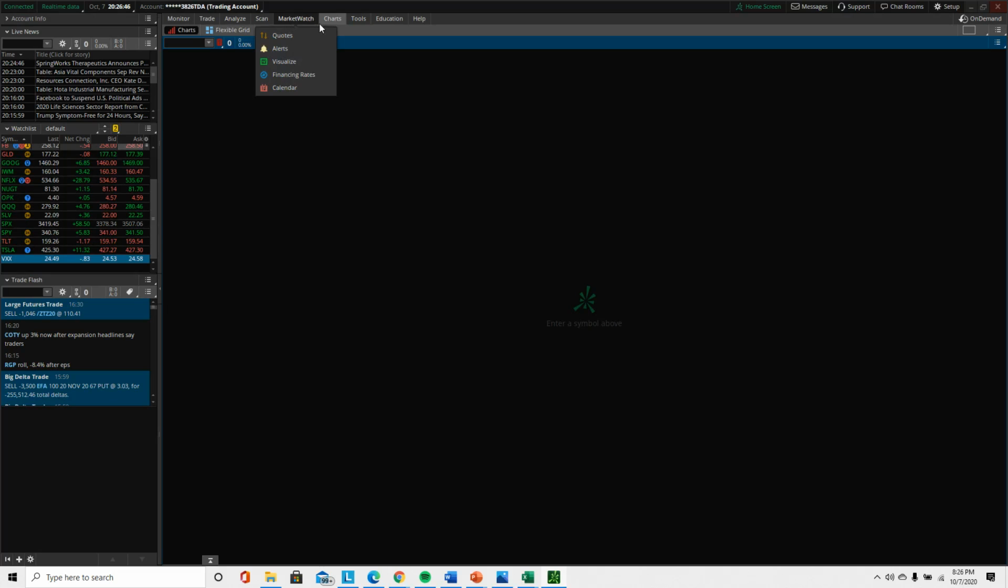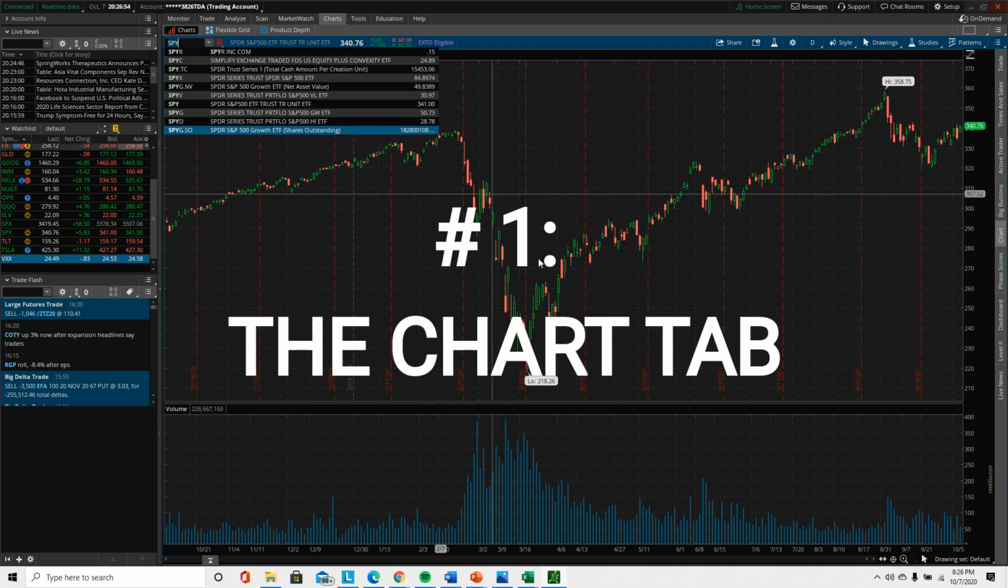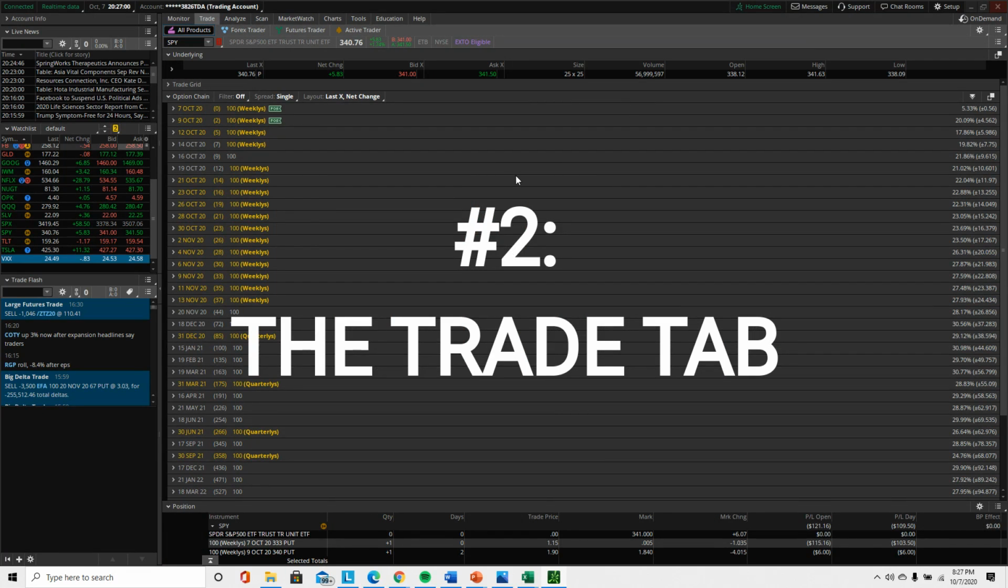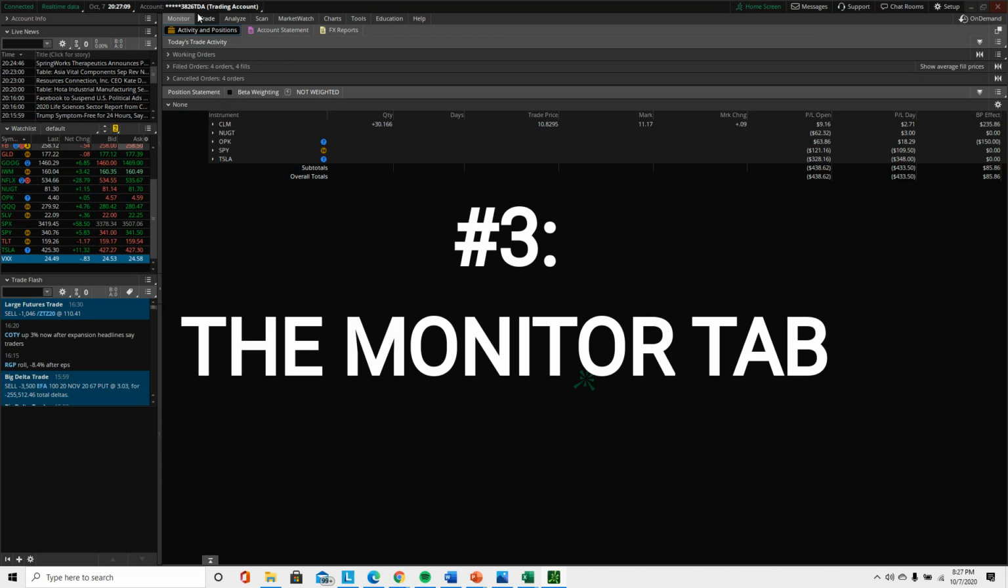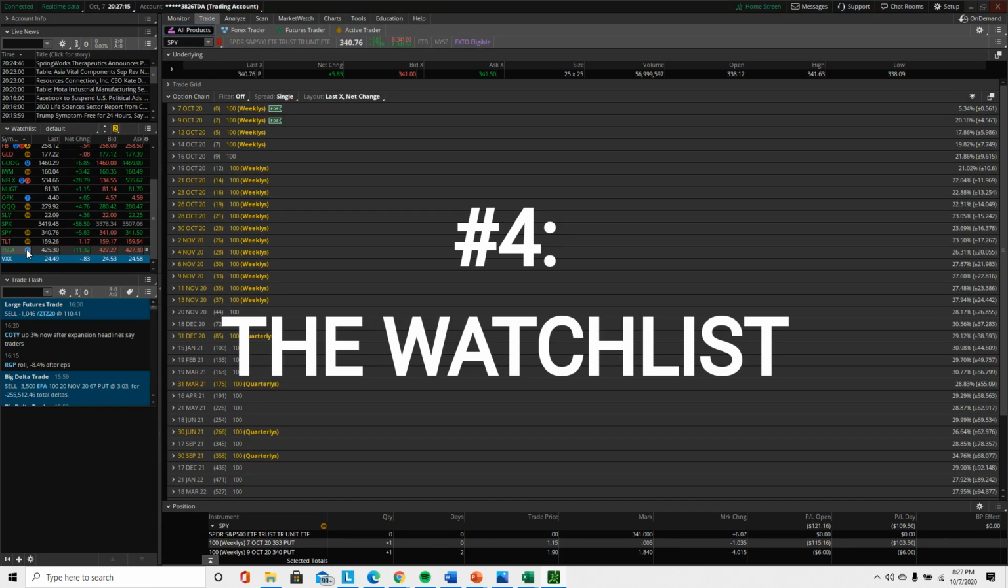Now, I'm going to go over 4 areas that we'll focus on in this platform. The first one's the chart. And so let me put something in there. This is a chart. We'll update the chart in just a moment. The second one is our trade ticket. This is where we'll go in to place trades and look at the different options available. The third one is the monitor. This is where we'll look at our account, how it's doing. And the fourth one is our watch list.